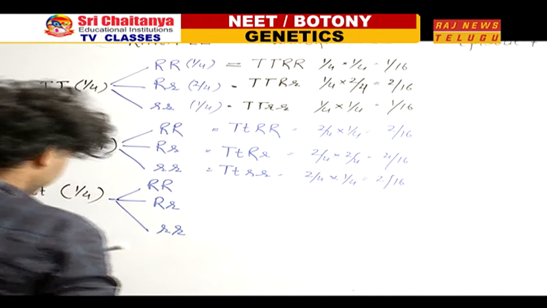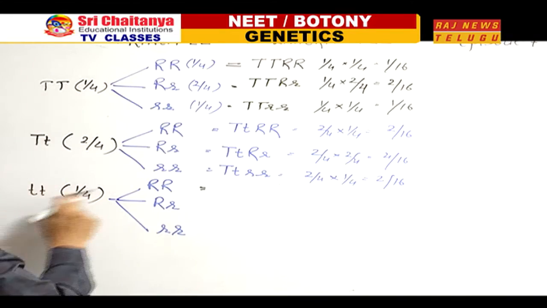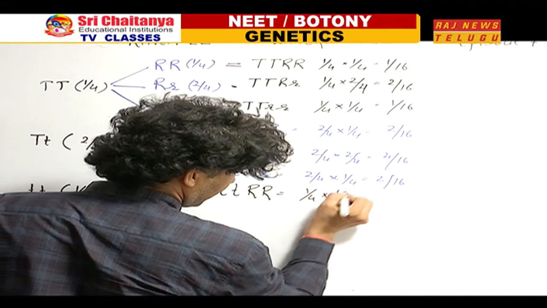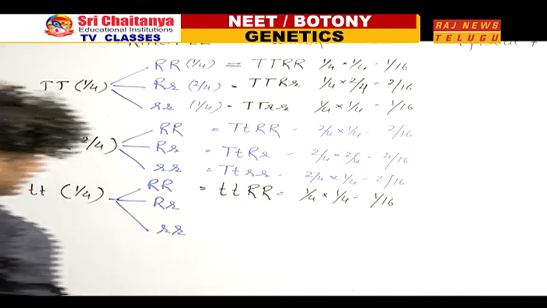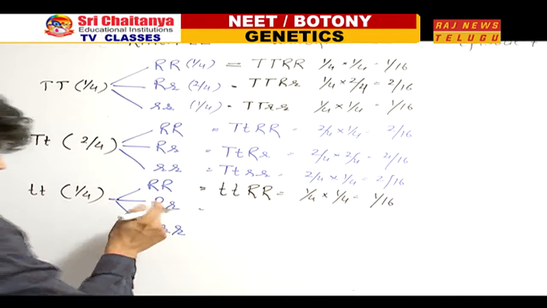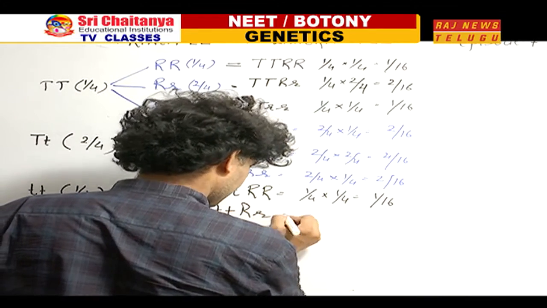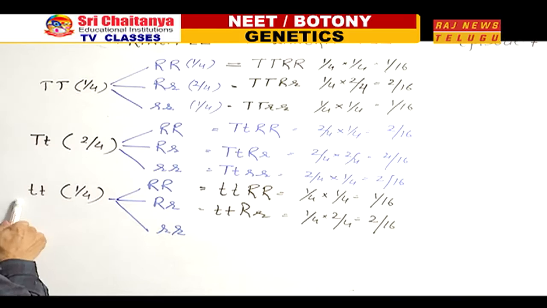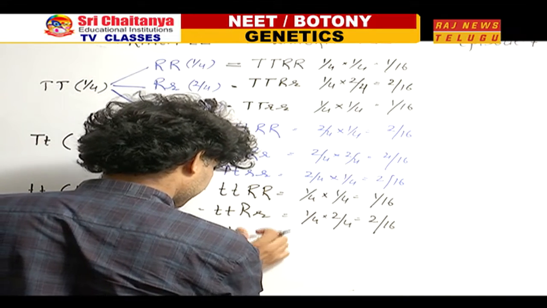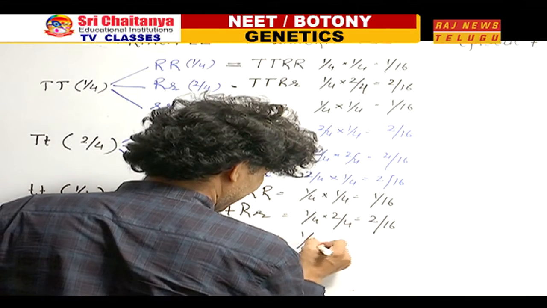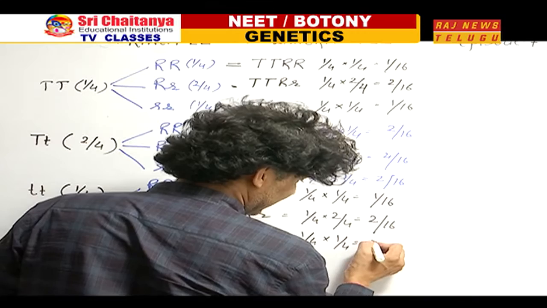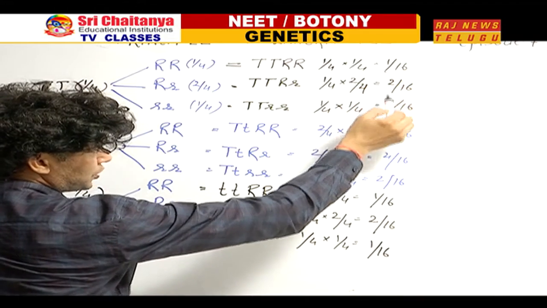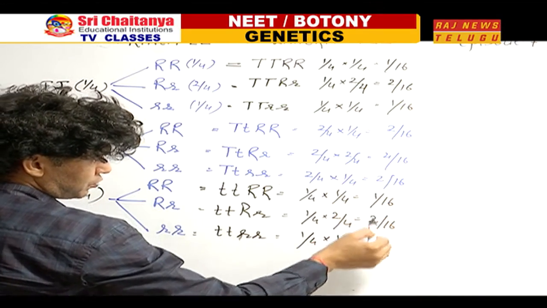For the third, small t, capital R, small t, capital R means again 1 by 4 into 1 by 4 means 1 out of 16. Then small t, capital R, small r means 1 by 4 into 2 by 4 means 2 out of 16. And the last, small t, small r means 1 by 4 into 1 by 4 because both are homozygous, and that is 1 out of 16. So what is the genotypic ratio? It comes 1 is to 2 is to 1 is to 2 is to 4 is to 2 is to 1 is to 2 is to 1.